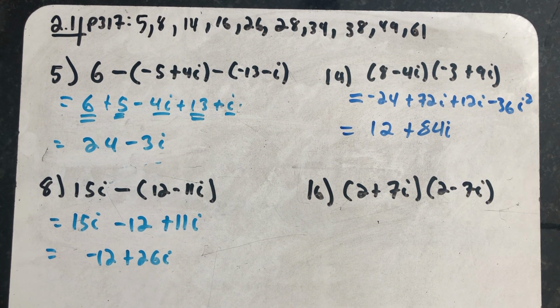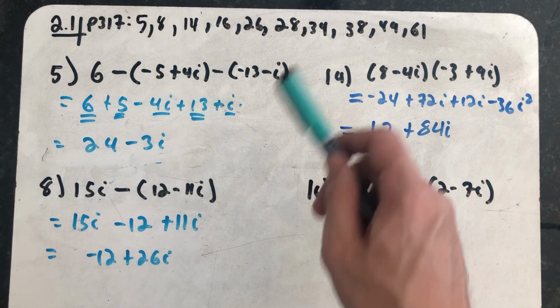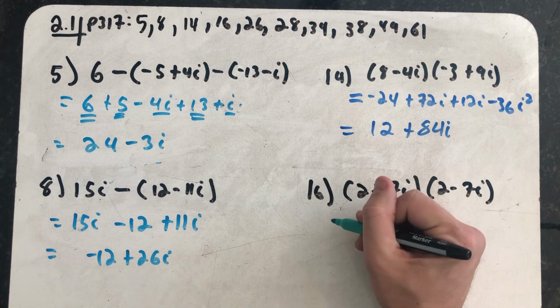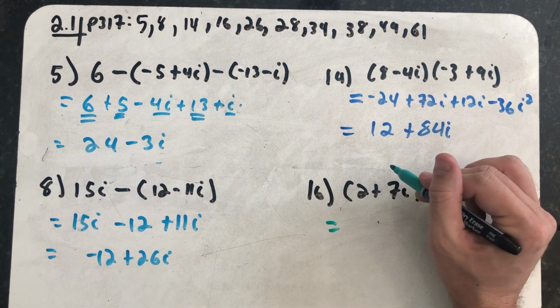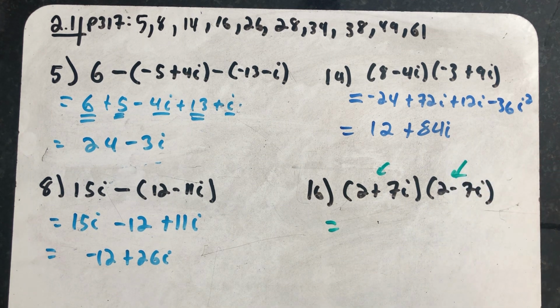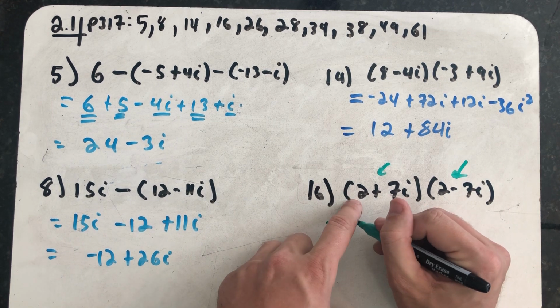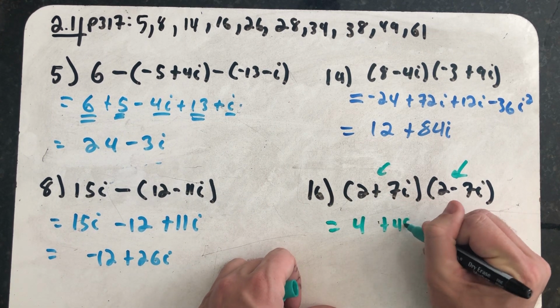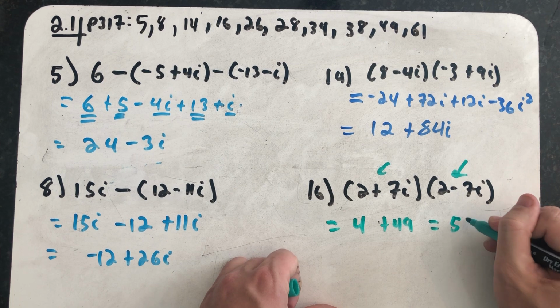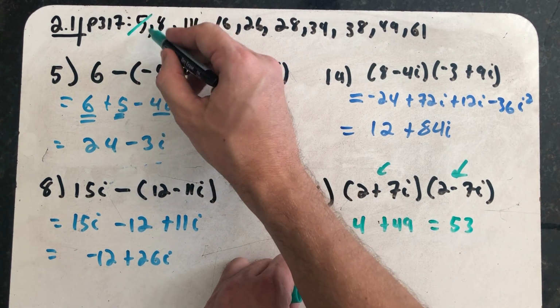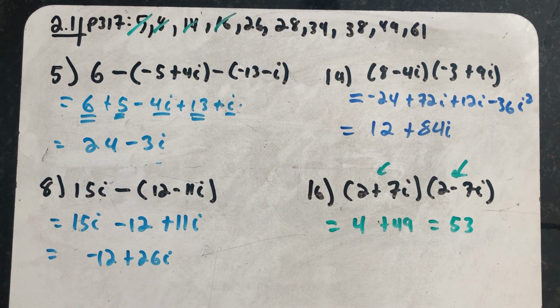Alright, one more on this board anyway, and I've got some more after that. So I could multiply these 2 together the same way, but I realize that they're complex conjugates. The only difference between them is that sign in the middle. So I know I'll just end up with a squared plus b squared. So I'll have 4 plus 49, and just end up with 53. So we're through the first 4 problems I wanted to do.